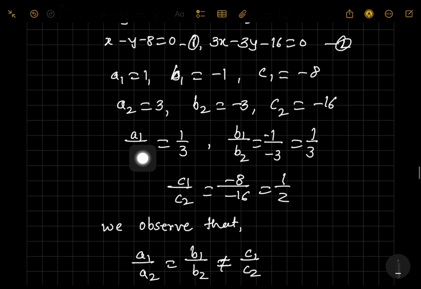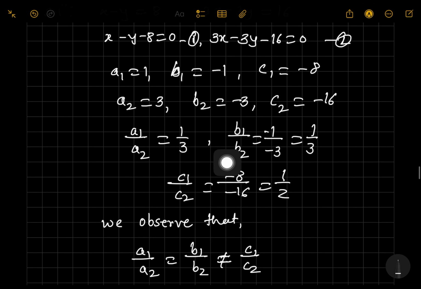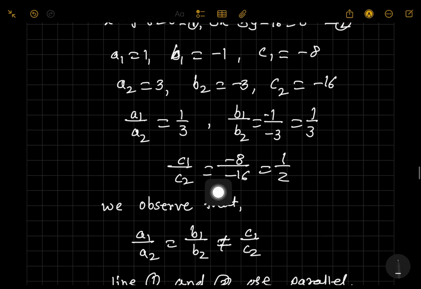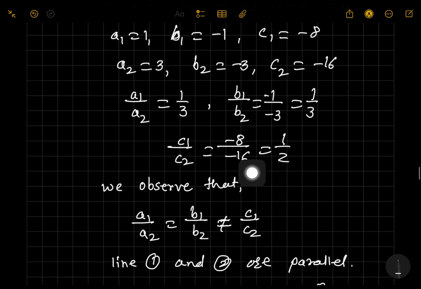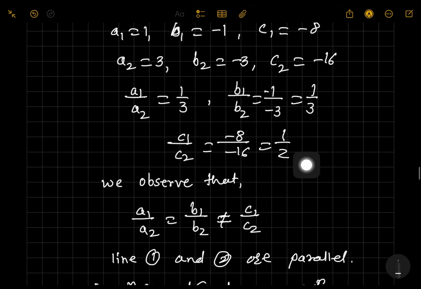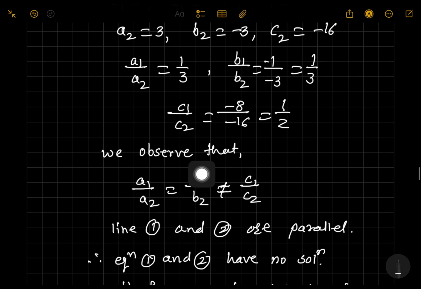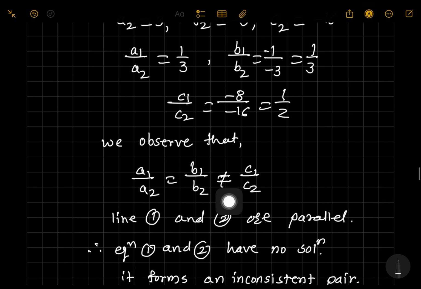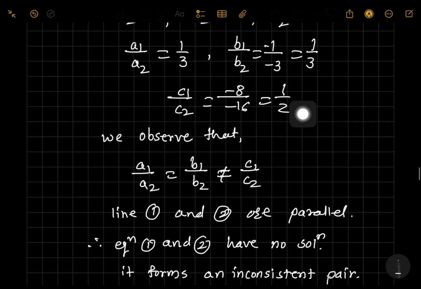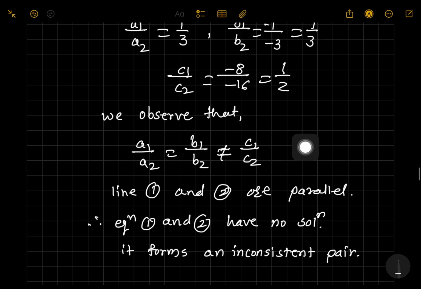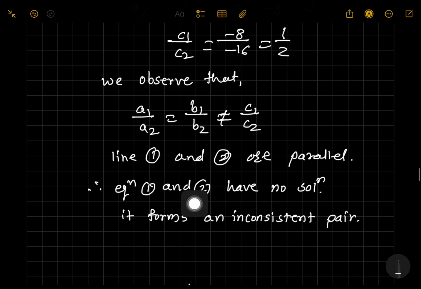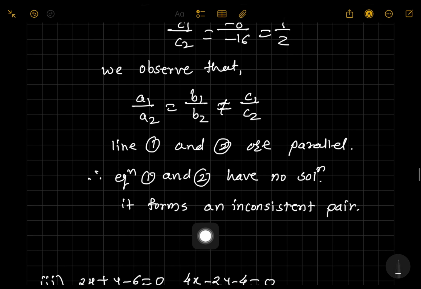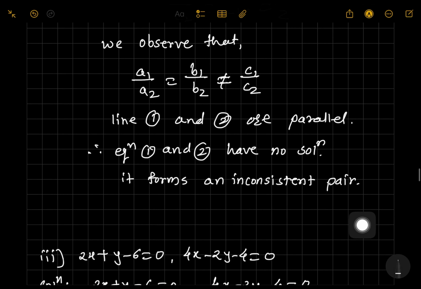So keep it in ratios: A1 upon A2 is 1 upon 3, B1 upon B2 is minus 1 upon minus 3, minus minus becomes plus, 1 upon 3. C1 upon C2 is minus 8 upon minus 16, so 8 1 is 8, 8 2 is 16, 1 upon 2. We observe that A1 upon A2 equals B1 upon B2, not equal to C1 upon C2. So lines 1 and 2 are parallel. If parallel, there is no solution. Equations 1 and 2 have no solution, so it forms an inconsistent pair.